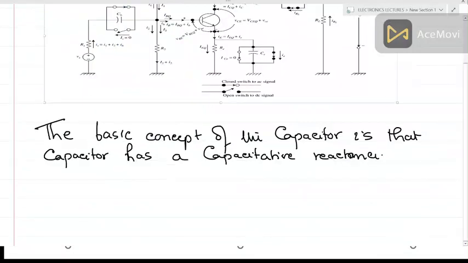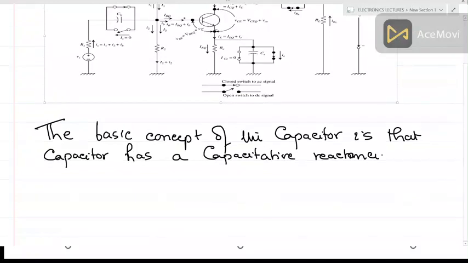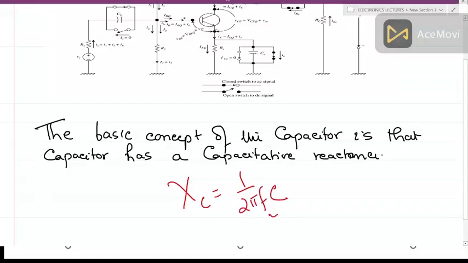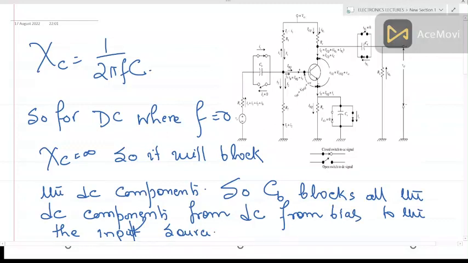Now, whenever we are using capacitors, the basic concept is that the capacitor has a particular value of reactance, and this reactance is given as Xc is equal to 1 by 2 pi f C, where f is the frequency of the signal, frequency of the AC signal. C is the capacitance, and Xc is the capacitive reactance, and it is analogous to the resistance. It is a quantity that is analogous to resistance, capacitive reactance.